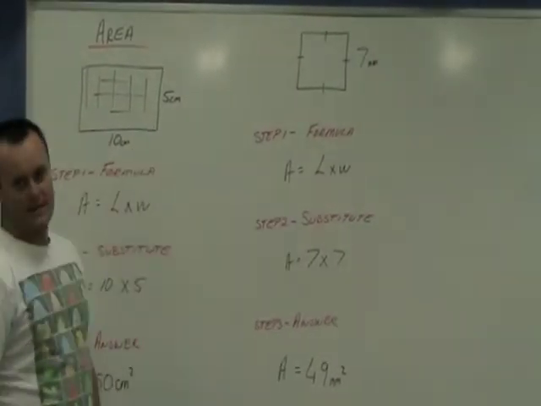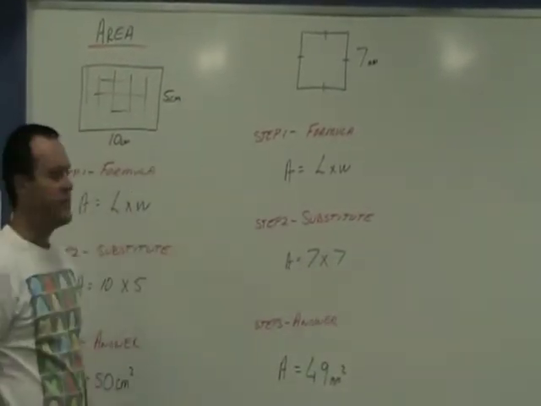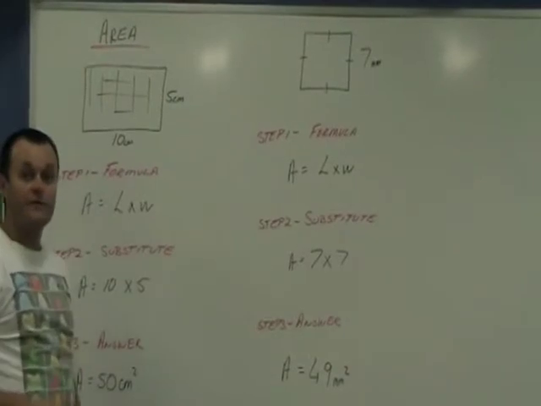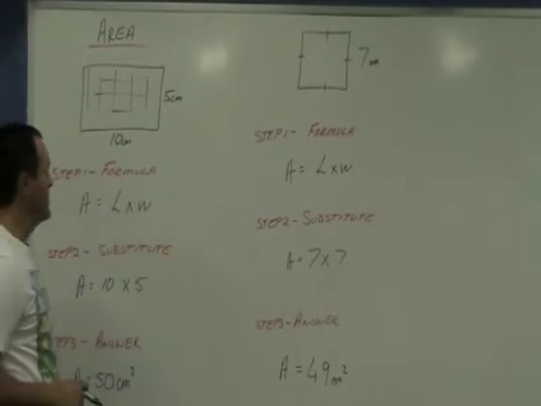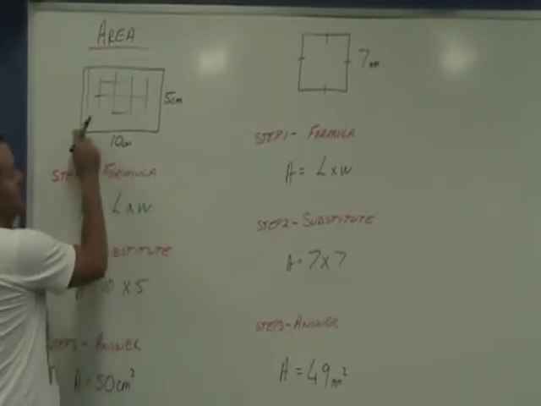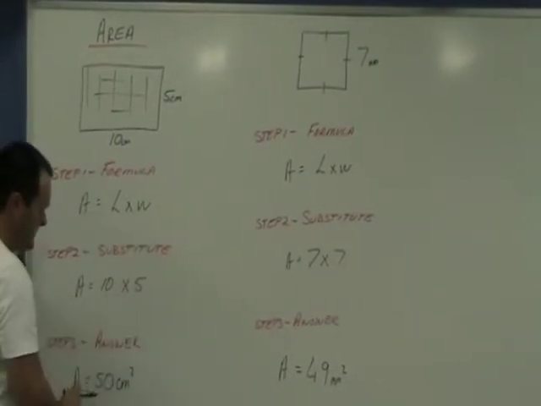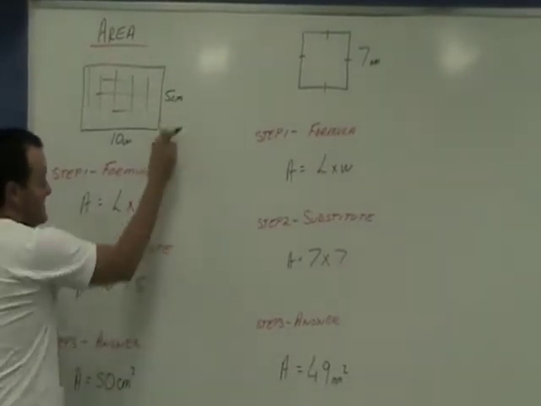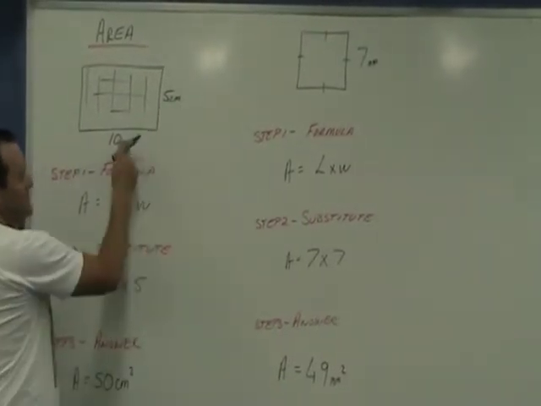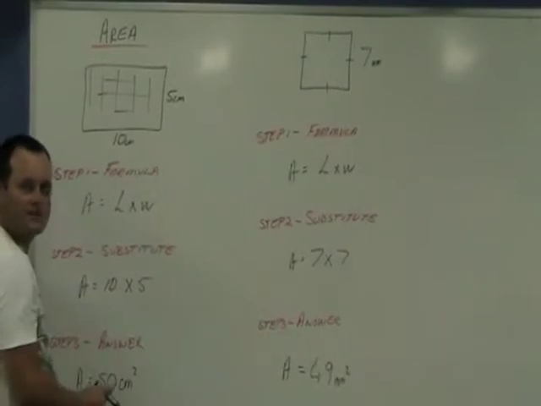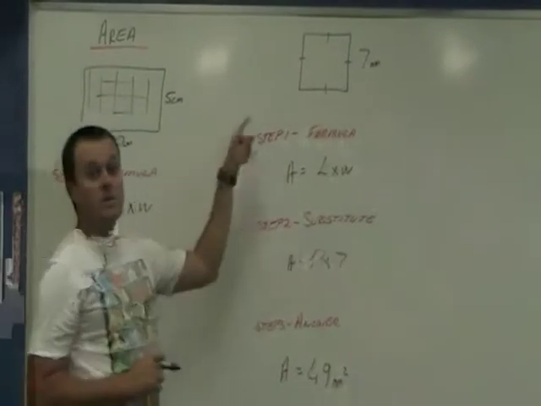The first one is a rectangle. A rectangle has a length and a width. So, let's start with the formula. The formula is length times width, nice and simple. Substituting in, the length is 10, the width is 5. 10 times 5 gives me an answer of 50 centimetres squared, or square centimetres, because I've done centimetres times centimetres. Length times width, nice and simple. Remember that one. We're going to use it again.